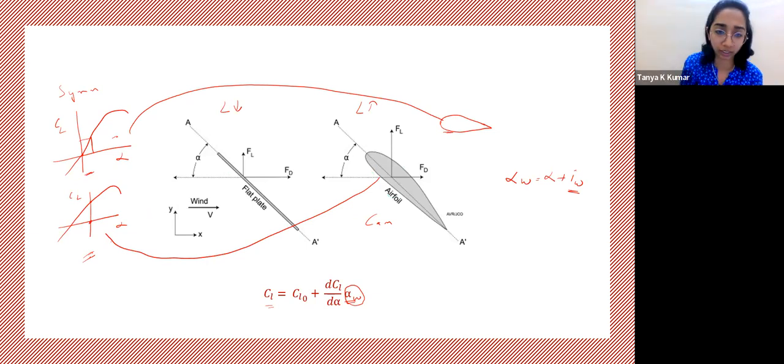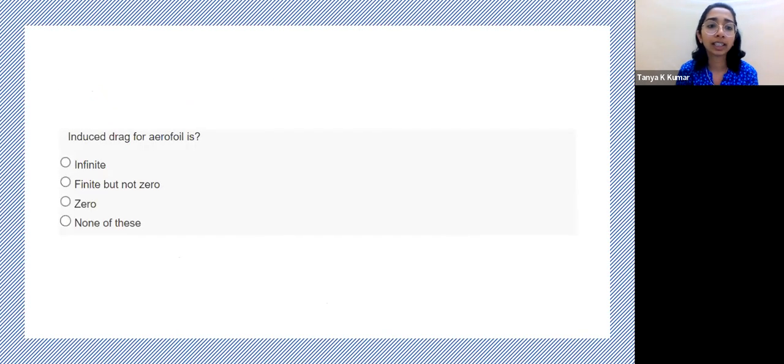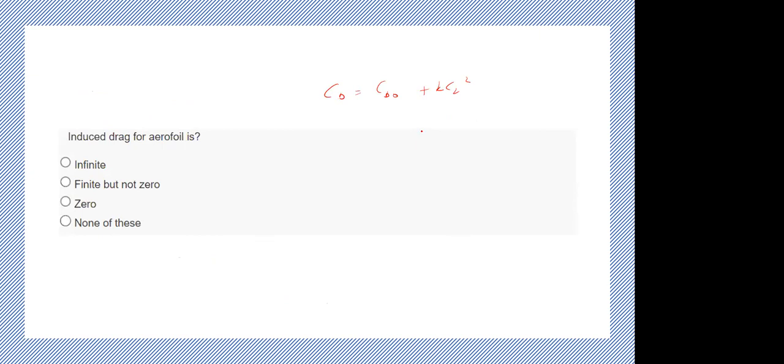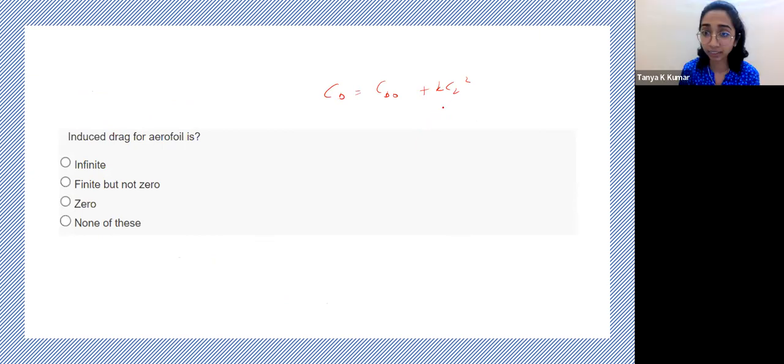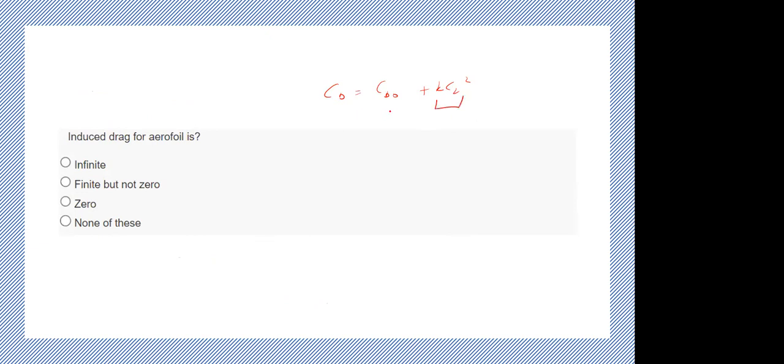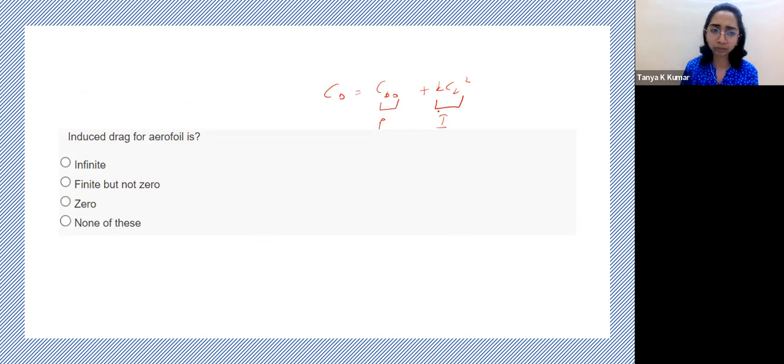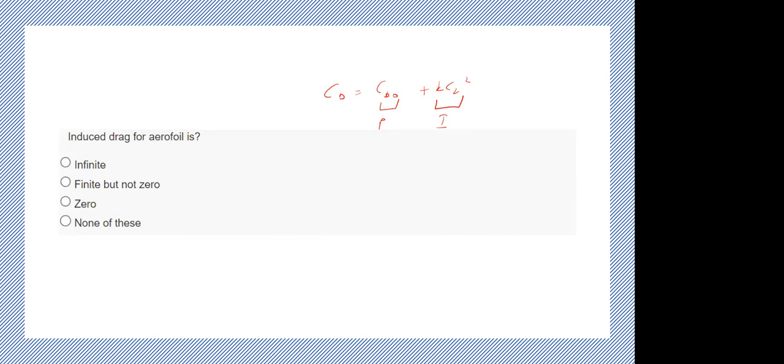Okay, moving on. Induced drag for an airfoil: our drag polar equation is CD equals CD naught plus K CL squared. Which term here is the induced drag? CD naught is the parasitic drag and K CL squared is the induced drag. So can anyone tell me what the answer to the question will be? Zero. Finite but not zero, ma'am.